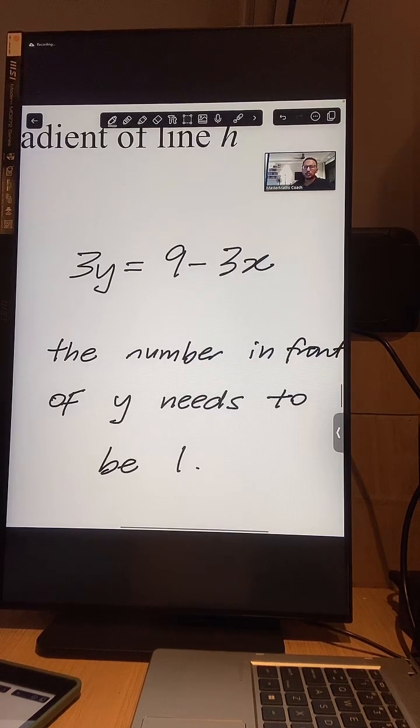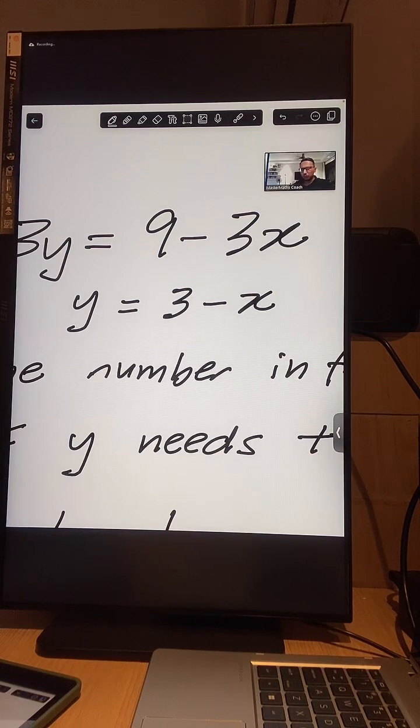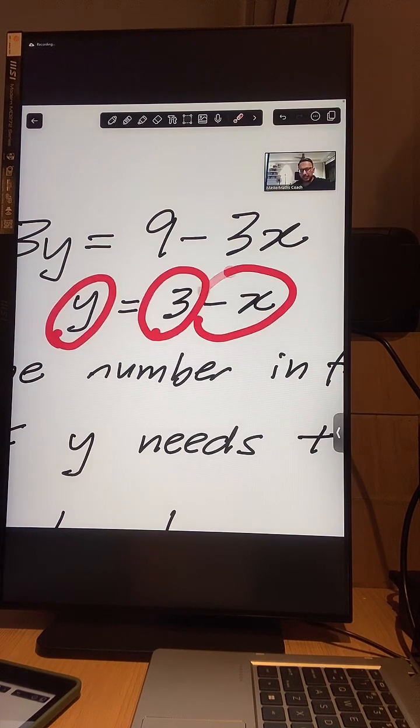You cannot happily tell me, oh Coach Nawaz, the gradient is minus 3. No. You must take the 3y and divide by 3. You get y. And whatever you divide on the left hand side of an equation, you must similarly divide on the right hand side. So this gives me 3 minus x, because 9 divided by 3 gives me 3, and negative 3x divided by 3 gives me negative x. So now I've got y, I've got 3, and I've got negative x.